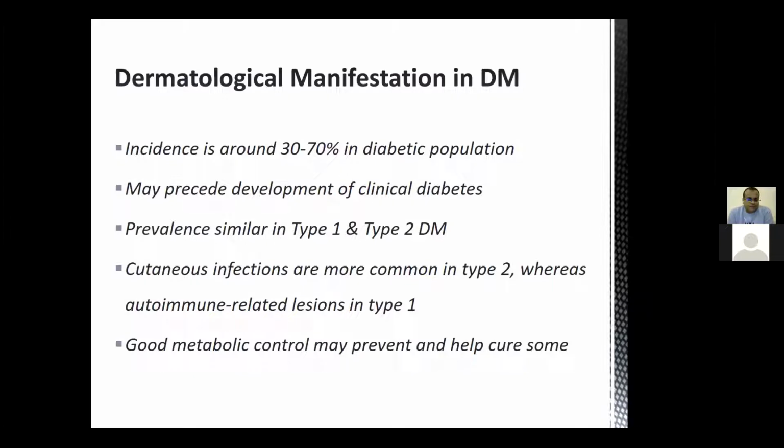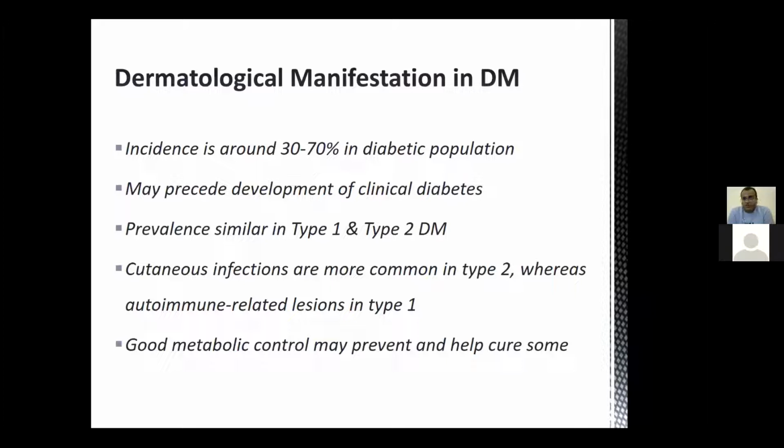Many persons have a misconception that dermatological manifestations are more in type 1 diabetic patients. However, the prevalence is similar in both type 1 and type 2 diabetic patients. Cutaneous manifestations or infections are more common in type 2, whereas autoimmune related lesions are more in type 1. And good metabolic control, that is good glycemic control, may prevent and help cure some of the dermatological manifestations. So dermatological manifestations are not that uncommon.